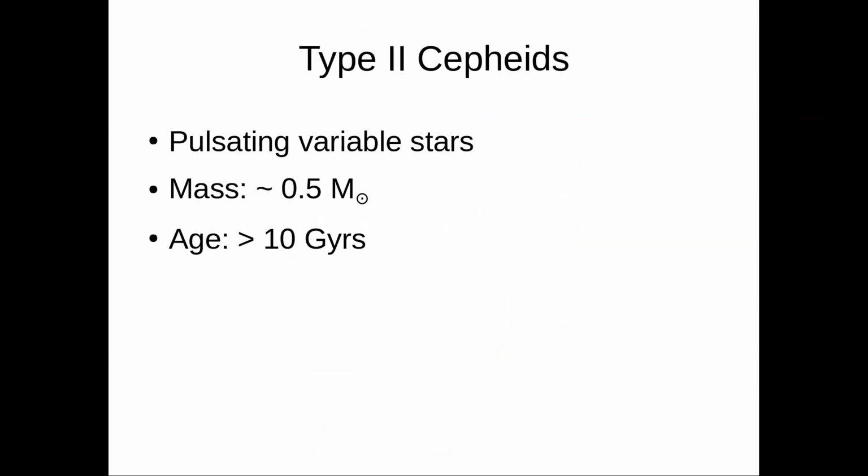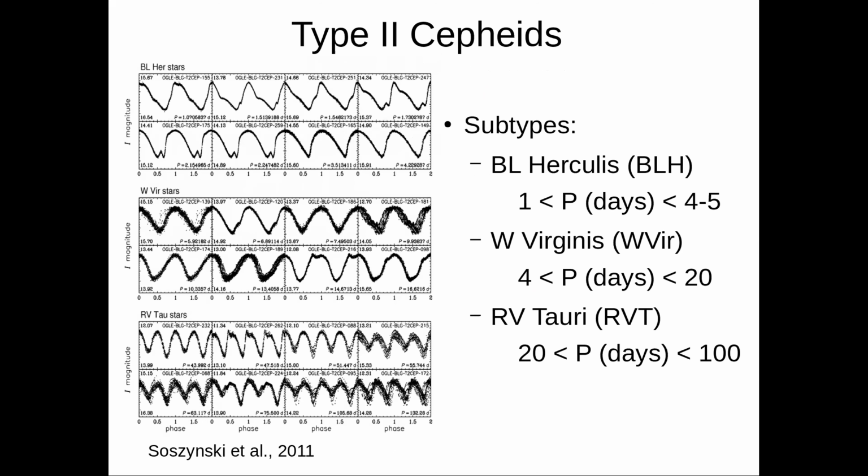First, let's make it clear what type 2 Cepheids are. Type 2 Cepheids are pulsating variable stars with a very low mass, 0.5 solar masses. That means that they are very old, at least 10 gigayears or maybe even older. They can be subdivided into 3 subgroups. The division is mainly due to the statistical divisions that can be seen in the observational data. What you can see here are typical light curves for the BL Herculis subtype in the first 2 panels, then the W Virginis, the next 2 panels, and the last 2 panels are RV Tauri stars.